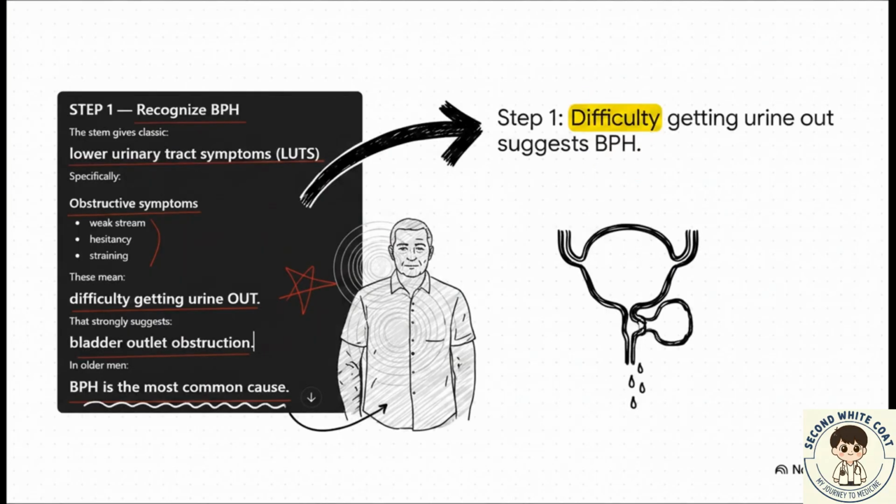These obstructive symptoms tell us the patient is having severe difficulty getting urine out, and that points straight to a bladder outlet obstruction. Remember your demographics here. In a 68-year-old man, the most common cause of this specific type of outlet obstruction is benign prostatic hyperplasia, or BPH. So that's step 1. Recognize the disease from those initial triggers.